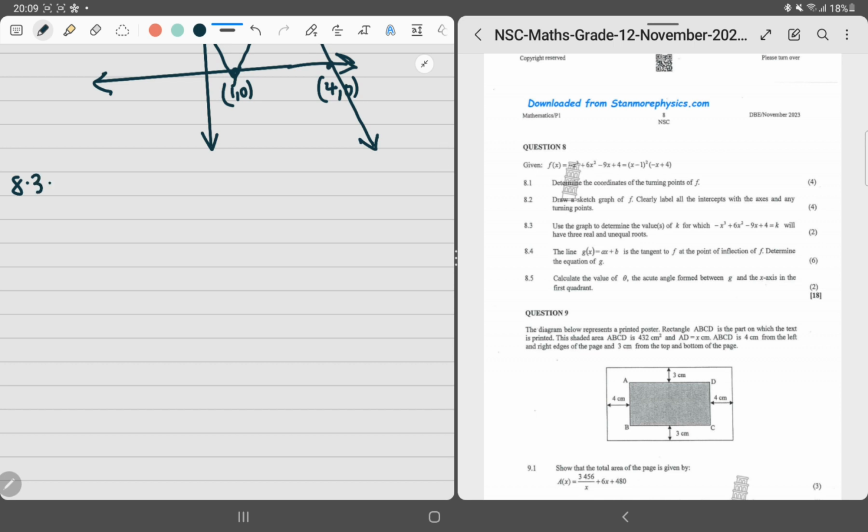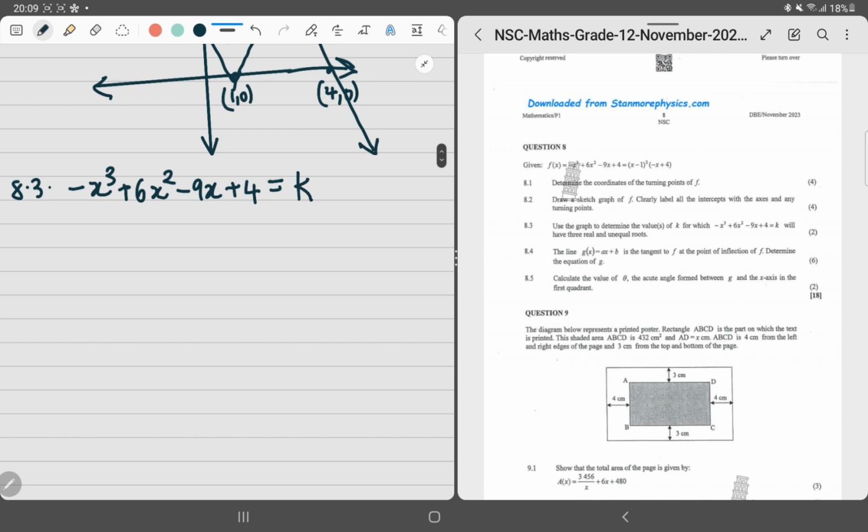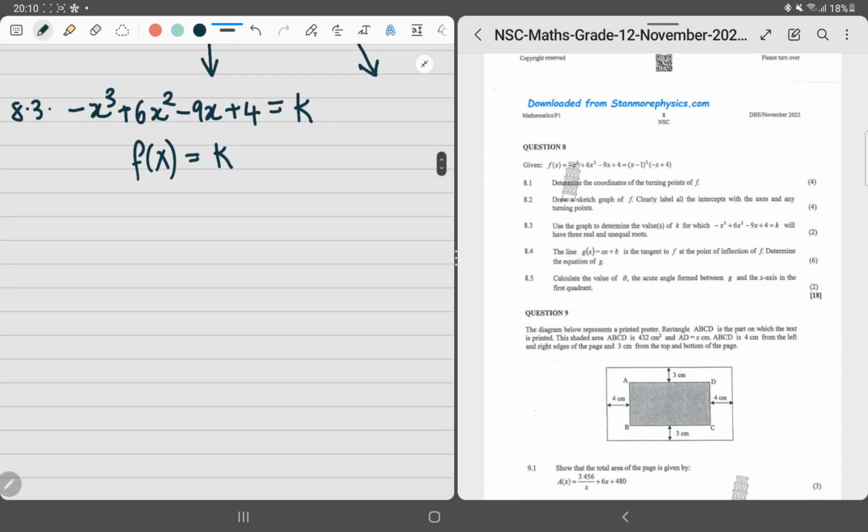Use the graph to determine the values of k for which negative x cubed plus 6x squared minus 9x plus 4 is equal to k. So all of this is equal to f of x. So f of x should be equal to k. We'll have 3 real and unequal roots. Okay, so I have 2 equations. One is y is equal to k, and the other one is y is equal to f of x.